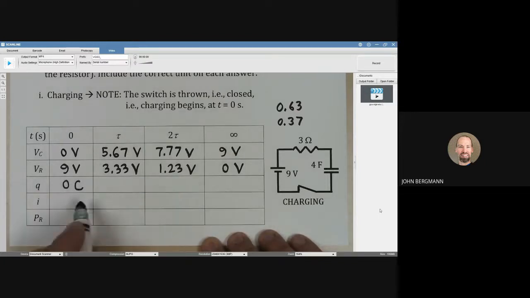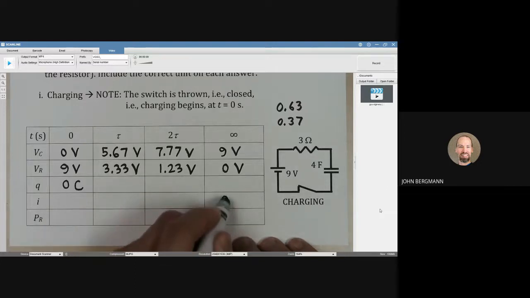I'm not quite sure what we're going to do. We'll fill those in a little bit, right? We don't have to do these in any particular order. What about the current? Well, the current at the end, we start with that, will be 0.